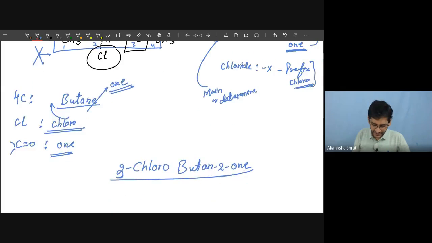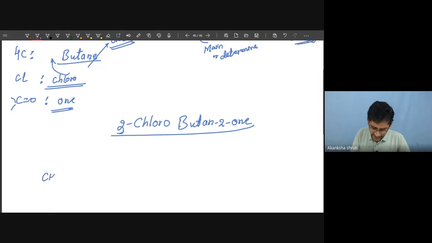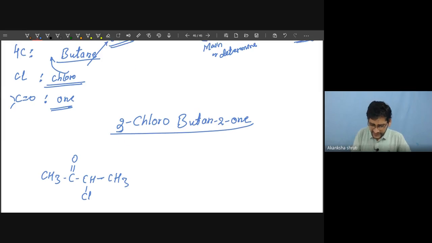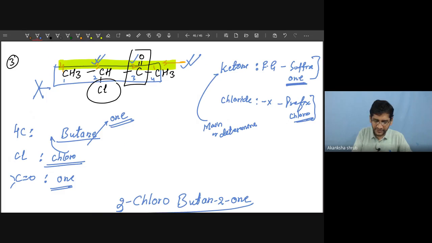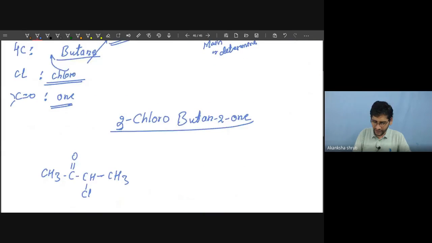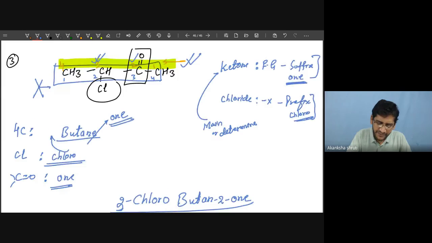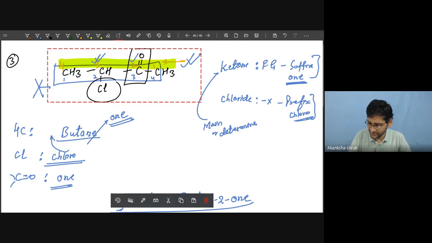If anyone is thinking like this, CH3, then C, this is connected with O, then this is our CH, Cl and CH3. Is this different from the above one, or is it the same? This structure I have written here. Whether it is exactly the same as the given one, or is this different?